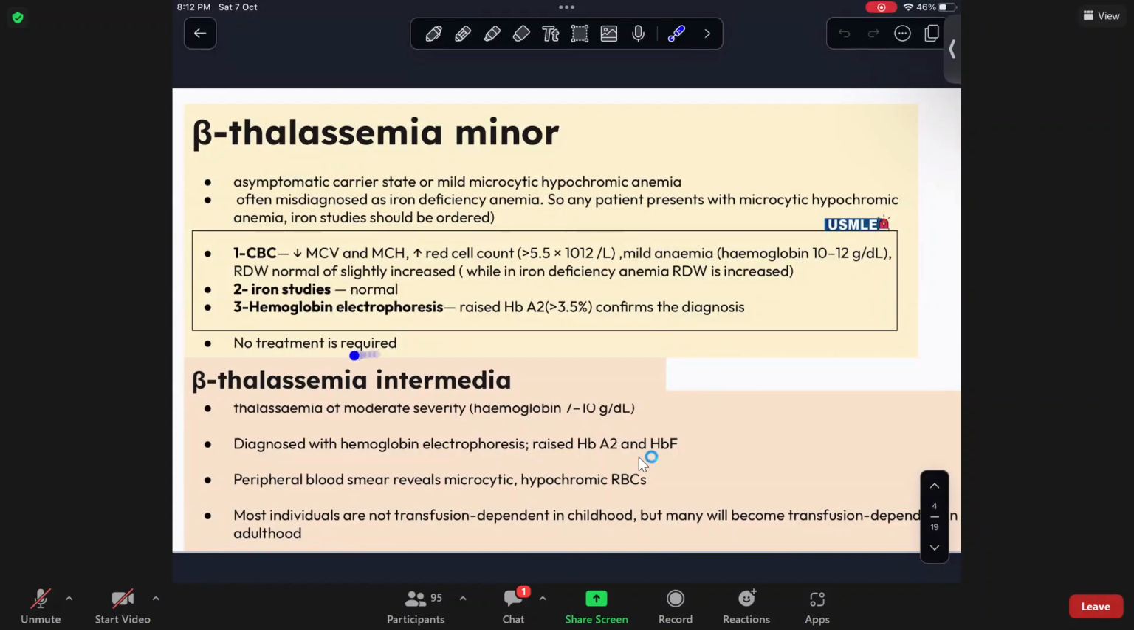Beta thalassemia minor, unfortunately, has no treatment other than reassurance and patient education. You can't give them anything to help them, and they are mostly asymptomatic, so there is no need for treatment.